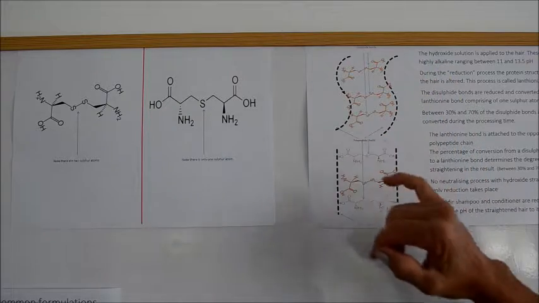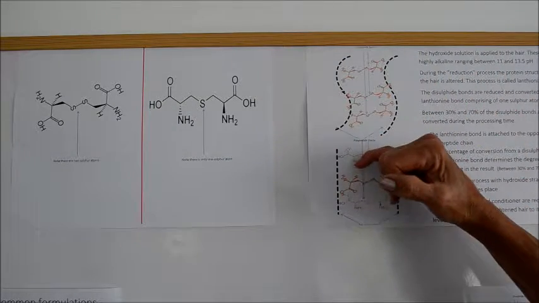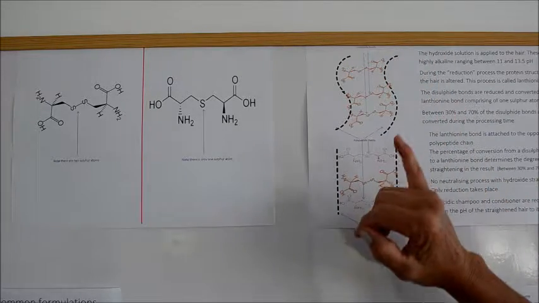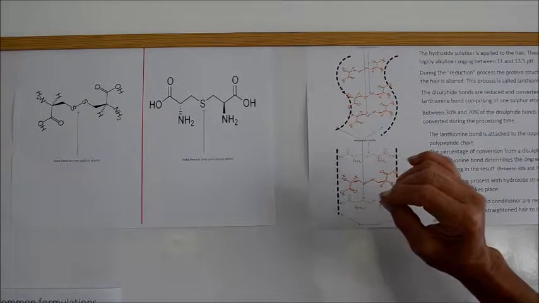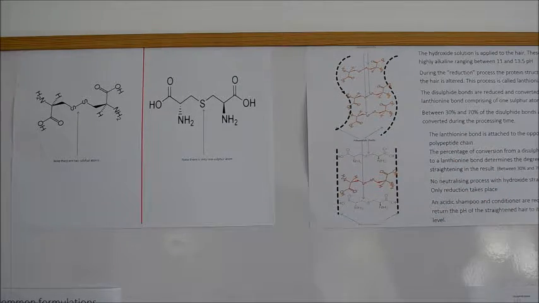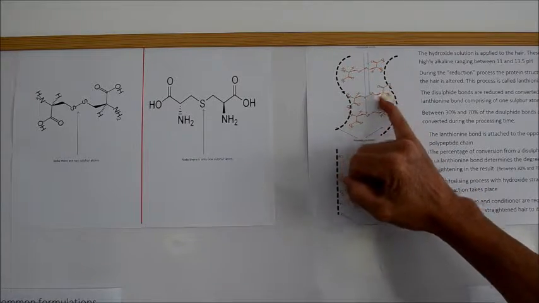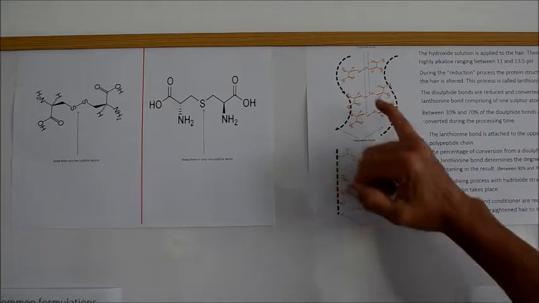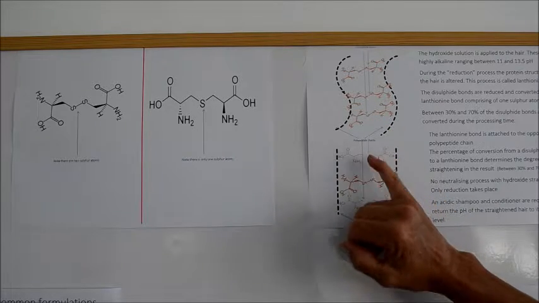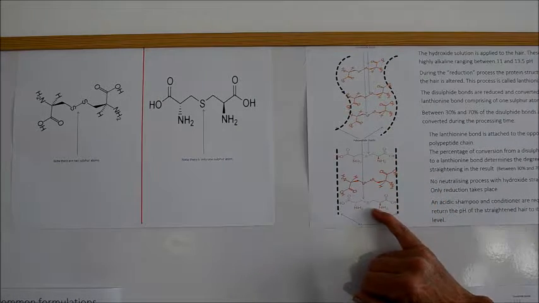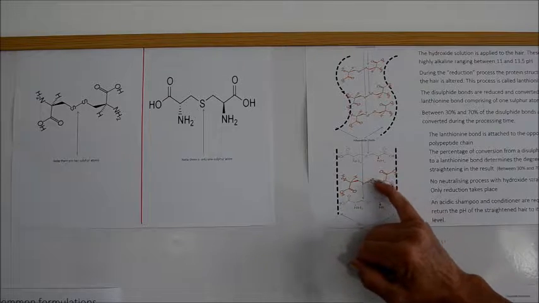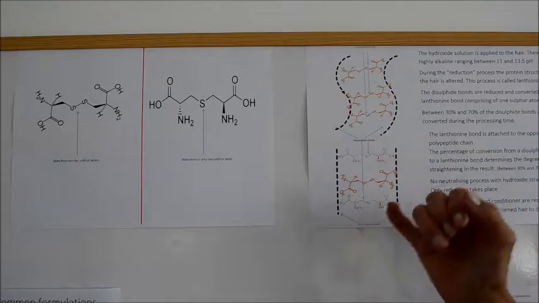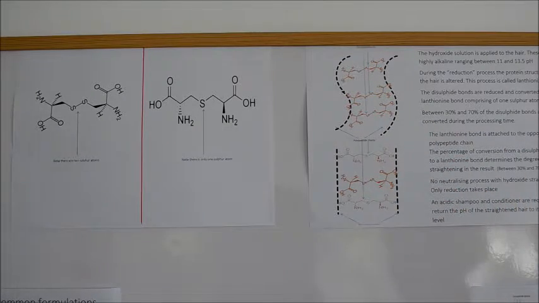So just to cover that again, when the hydroxide solution is applied to the hair, the disulfide bonds are reduced to a lanthionine. The process is called lanthionization. The reduction of the disulfide bonds takes place, reducing 30 to 70% of those disulfide bonds to lanthionine bonds. Now remember that we will still maintain some of the disulfide bonds in the hair, otherwise the hair structure would be completely weakened and very likely to fall apart.